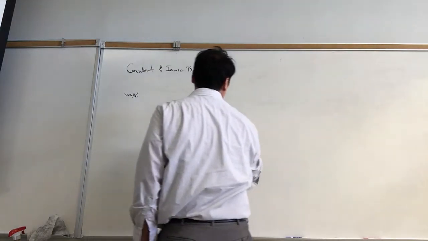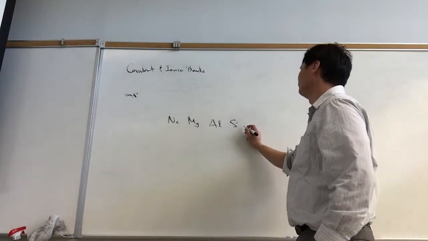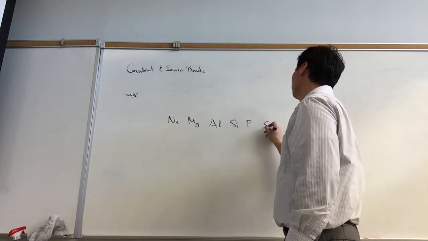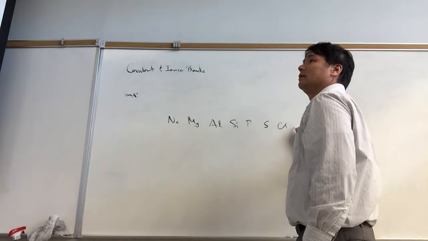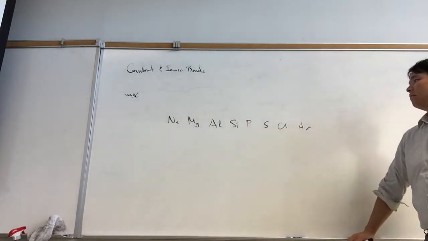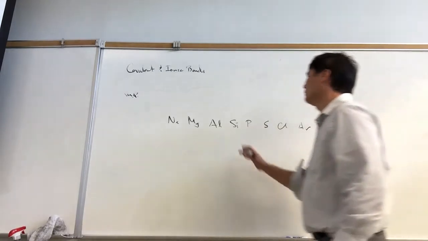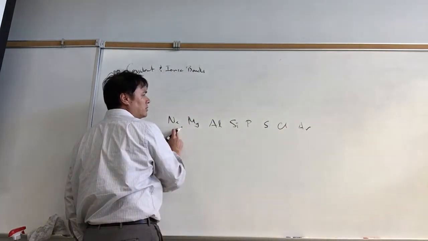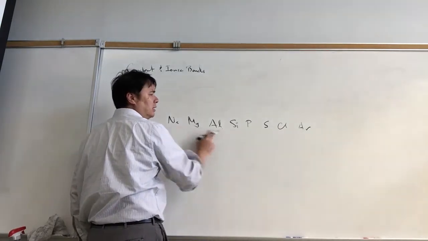Comes after aluminum, silicon, and then phosphorus, sulfur, chlorine, argon. If we look at the melting point for this, the melting point shows a periodic behavior, and it's repeated. When we look at the melting point, sodium has a fairly low melting point. Sodium melts at under 100 degrees C.